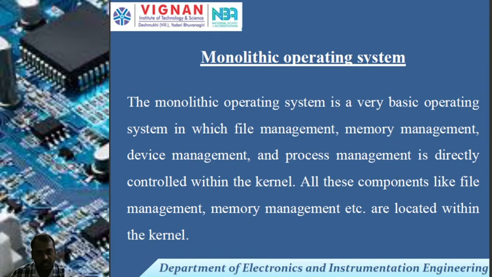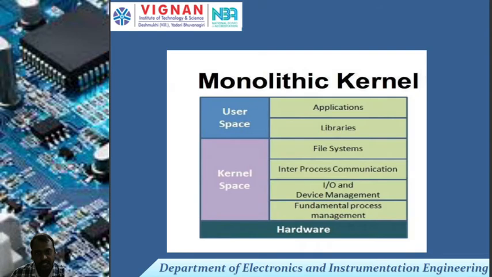So next one is the monolithic operating system. The monolithic operating system is a very basic operating system. It manages memory, device management and process management, all directly controlled within the kernel only. So all these components, like file management, memory management, etc., are located within the kernel only. Observe this diagram, monolithic kernel: for user space, only applications and libraries are available. Kernel space has the file system, inter-process communication, IO and device management, and fundamental process management. Then all the hardware.